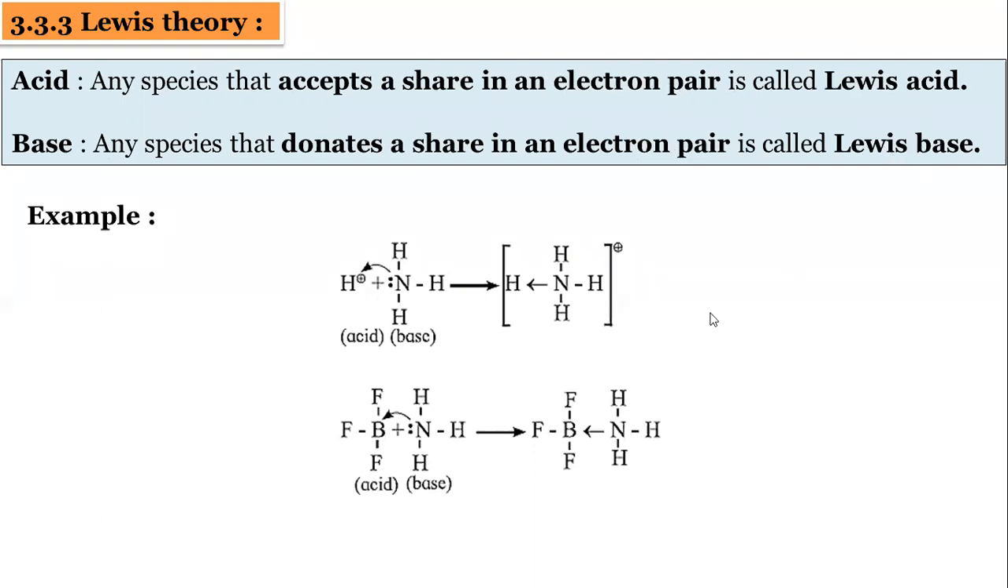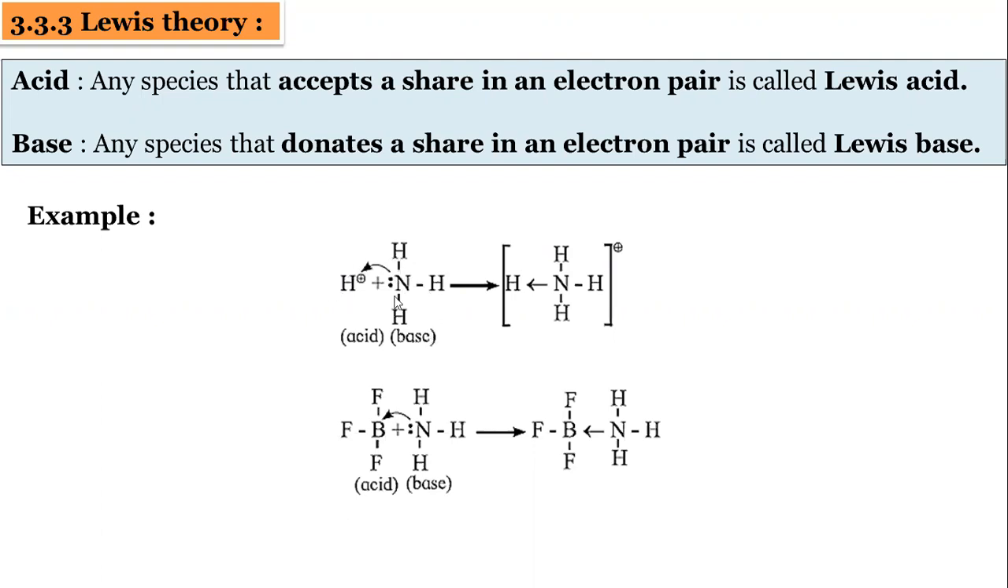So again, I am coming to this example, NH3, ammonia. This ammonia has an electron pair here. When this electron pair is given, it acts as a base. According to the definition, bases are the substances which donate an electron pair, and acids are the substances which accept the electron pair. So in this example, H plus acts as an acid because it accepts the electron pair, and ammonia acts as a base because it donates the electron pair, the lone pair.